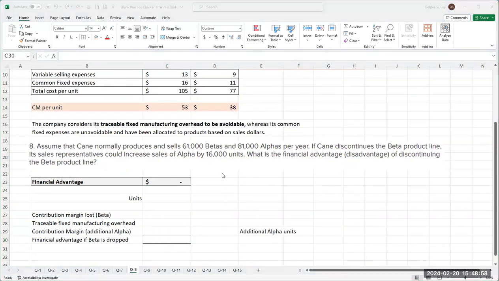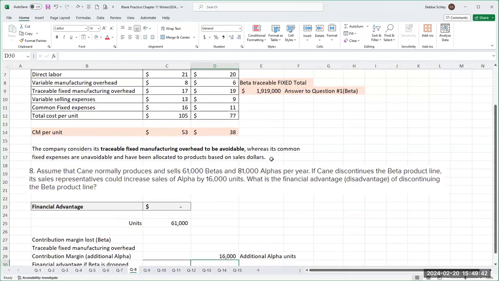Question 8. Assume Kane normally produces and sells 61,000 betas and 81,000 alphas per year. If Kane discontinues beta product line, its sales representatives could increase sales of alpha by 16,000 units. So that's going to go here because we're going to add 16,000 more alphas. So be really careful grabbing your numbers of which product you're grabbing them from. What is the financial advantage or disadvantage of discontinuing the beta product line?